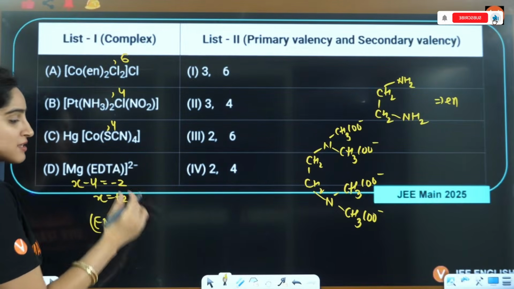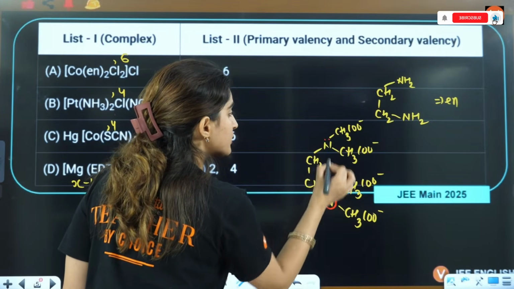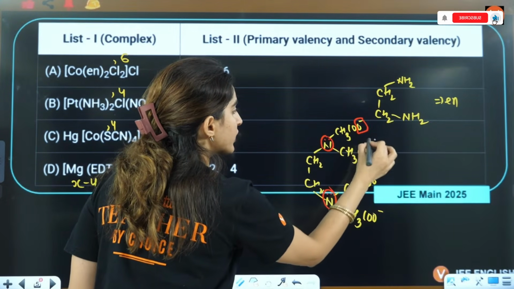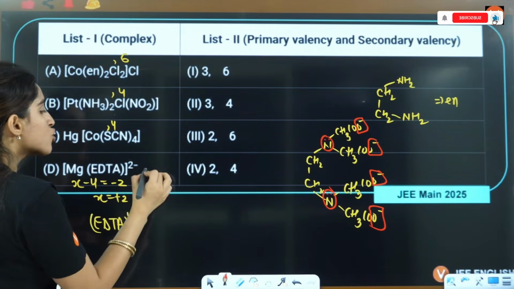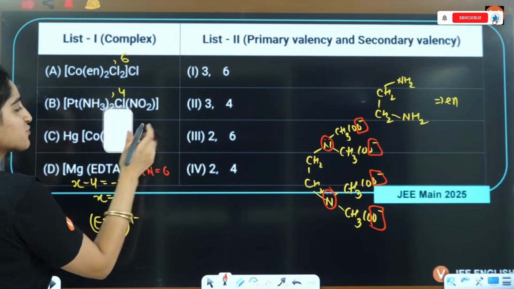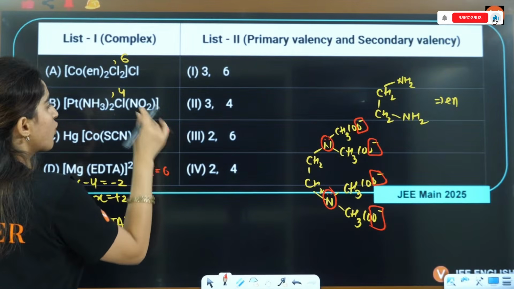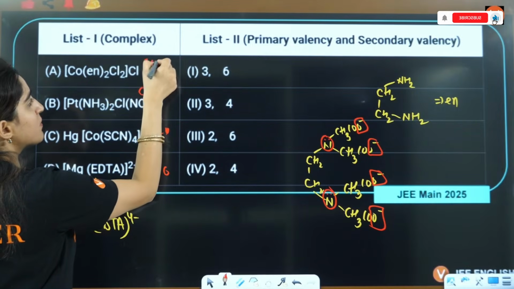Now it is hexadentate. Why? Because the lone pairs, this one is donating, this is donating, this is donating, this is donating, this is donating, this is donating. So it is hexadentate. Coordination number will be 6 here. Here coordination number is 4. Here coordination number is 4. Here coordination number is 6.